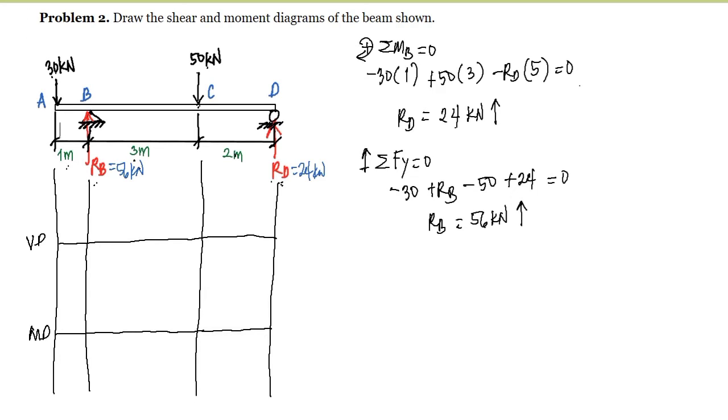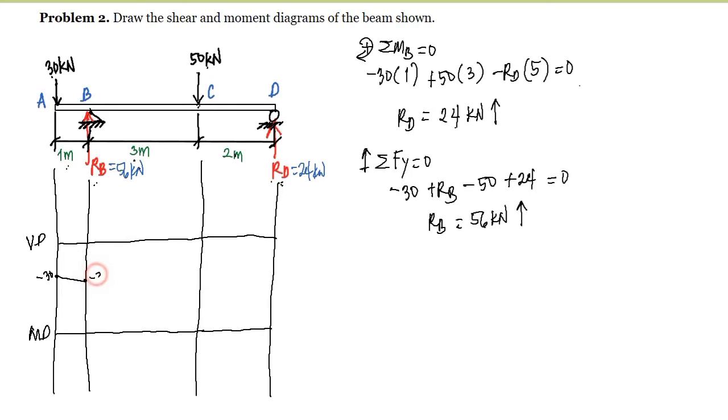So this time we will be using the area method in order for us to draw the shear and moment diagram. So we have our shear at point A, so that's the 30 kilonewton downward will create a negative shear, so that's negative 30. As you can see here, we don't have any load between A and B, so this 30 here will be just constant up to point B.